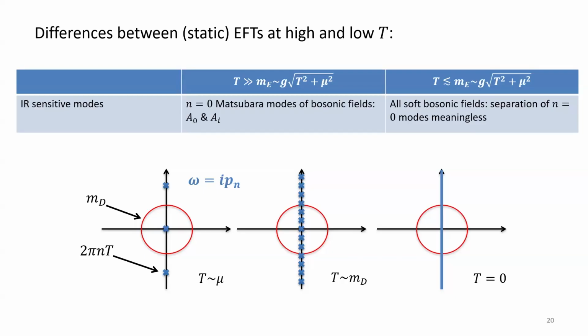So what happens when you start from high temperatures of the order of the chemical potential, and then you start going down first to temperatures of the order of the Debye mass, and then all the way to the zero temperature limit, is that at first you see that multiple of these Matsubara modes, not only the zero Matsubara mode, but some finite number of them, fit inside this circle. And when you go to the true T equals zero limit, then these Matsubara frequencies morph into a continuous variable, and then you really have an infinite number of three-dimensional modes that need to be resummed, which is another way of saying that you need to resum a four-dimensional field.